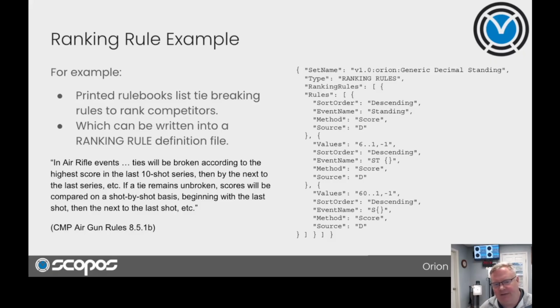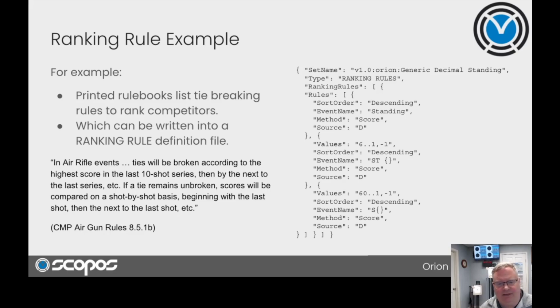The event name is now ST, and the squiggly lines are a wildcard. So we're first going to replace them with ST6, then ST5, ST4, and so on. And again, we're going to use the score component and the decimal score component, the D, specifically. So again, this is the 10-shot series count back.